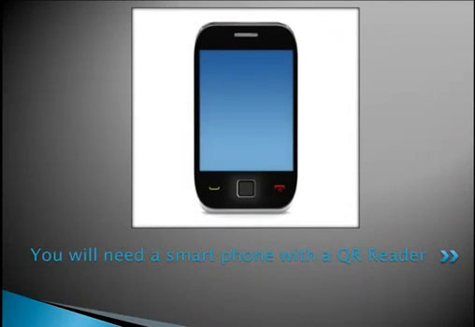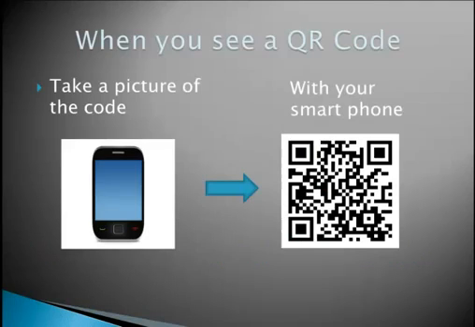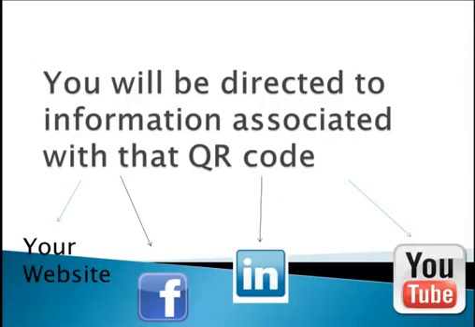As I mentioned, you would need a smartphone with the QR Reader app. It can be an iPod, or it can be an Android or some other smartphone. You take a picture of the code with the smartphone when you see a QR code, and then you'll be directed to the information that is associated with that QR code. That could be your website, it could be a Facebook landing page, it could be a LinkedIn profile, or it could be a YouTube video. This gives people an opportunity to interact with you in another way using technology.